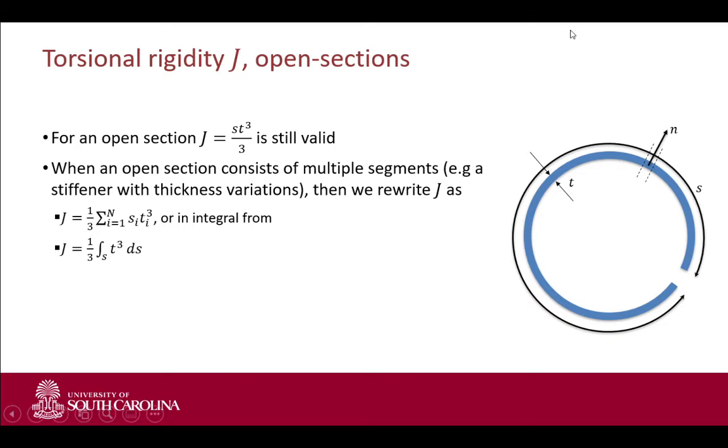So assume this figure was 1/3 made of aluminum, 1/3 of steel, and 1/3 of titanium. Then you have different thicknesses, let me say it like that. You have to take into account the thickness of each segment and the path of each segment. So that's the reason we have this summation, or an integral format: 1/3 times the integral over the total path of t cubed ds.